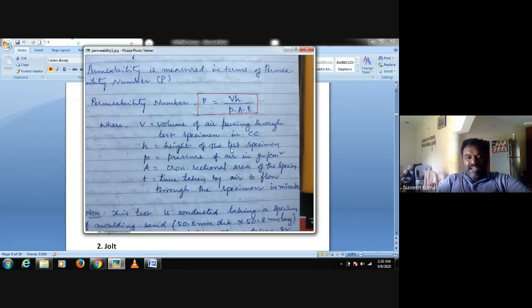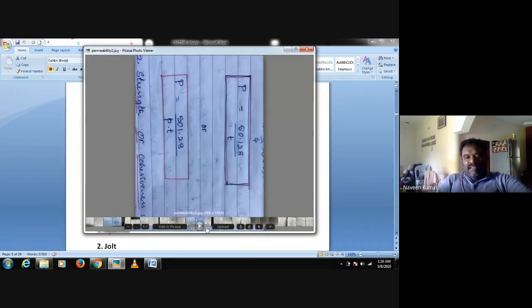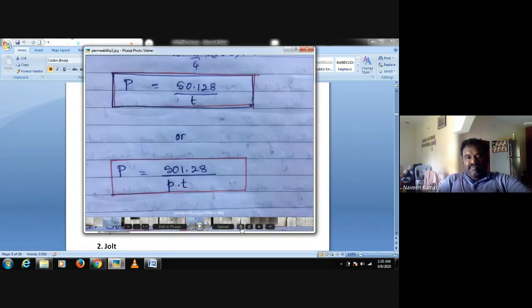Remember, this is very important. So this is the formula used to calculate the permeability number of the molding sand, and we need the entire data V, H, p, A, t. If in an examination any of the data is missing, and if p and t are given, then permeability is calculated using the formula 501.28/pt. If p is also not given, then it should be calculated using the formula 50.128/t, and p is taken as 10 grams per centimeter square, which is the standard value.